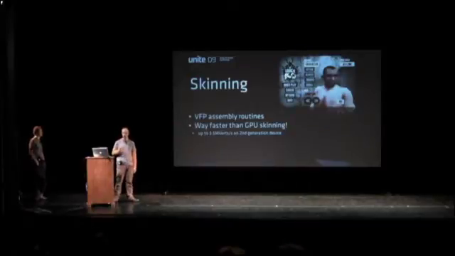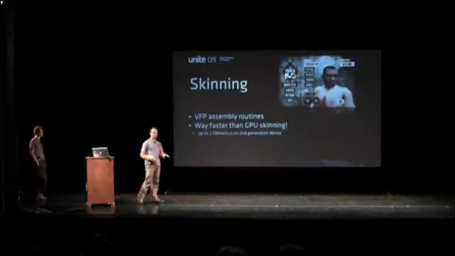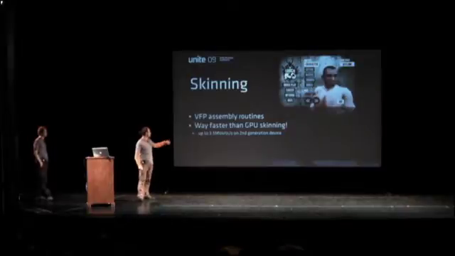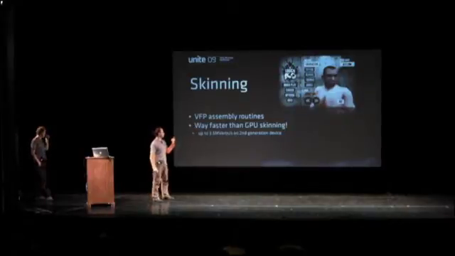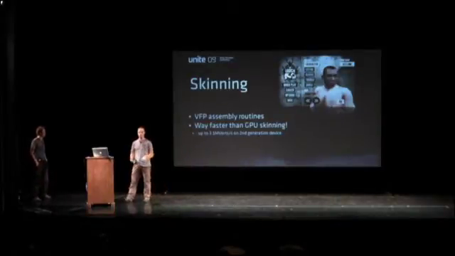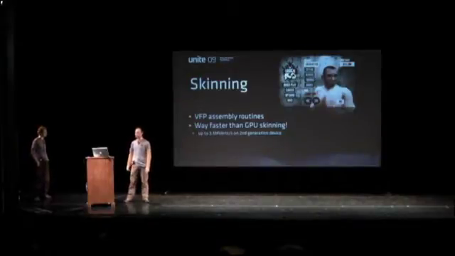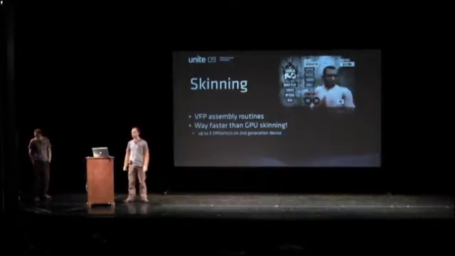In our current implementation of the skinning, we wrote several paths, so it depends on how many bones and how many weights per vertex you have. One of the fastest paths can do around 3.5 million vertices per second on the 2nd generation device, and that's much faster than the GPU doing skinning, and much faster than the GPU can render them, even if they're not skinned. The GPU can render around 1 million vertices. But still, we're actually bound by memory. We're not bound by the computations.